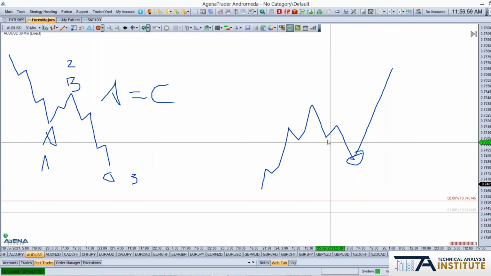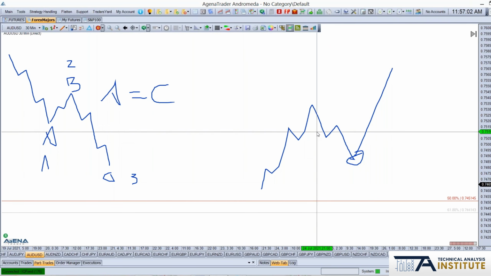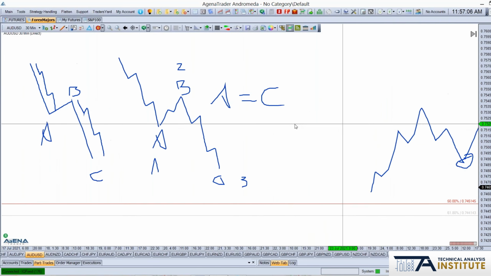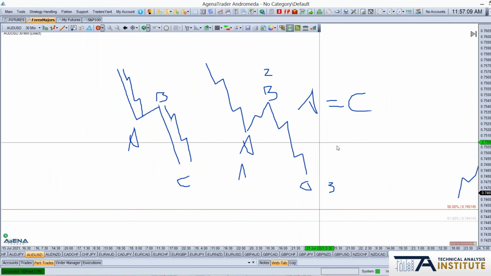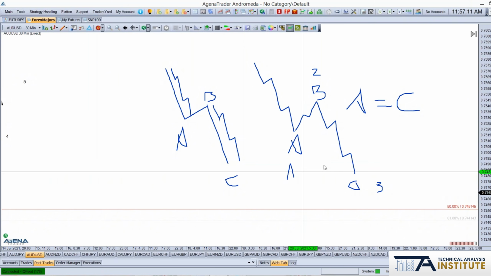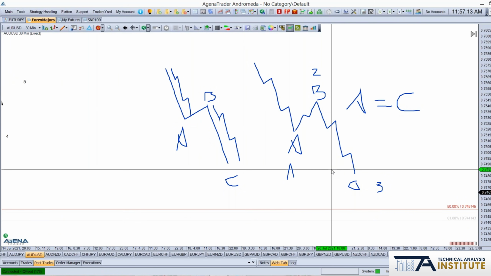Okay, so that's clear, right? C tends to equal A in a zigzag. And zigzags tend to be in wave twos because wave twos are typically deeper than wave fours. So let me give you an example in a real market with zigzag.